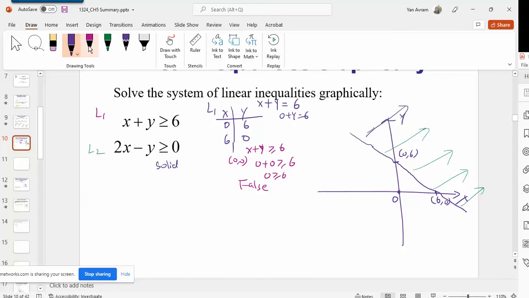Okay, and then we're going to repeat the same process for the second one, L2. So we're going to graph 2x minus y equal to 0. Okay, same thing, we set up the x and y. If you let x equal to 0, y must be 0. Look at that. 2 times 0 is 0, right? So 0 minus y equal to 0. And then I cannot make y equal to 0 again because when y is 0, x will be 0, right? So I'm going to let y equal to 2.